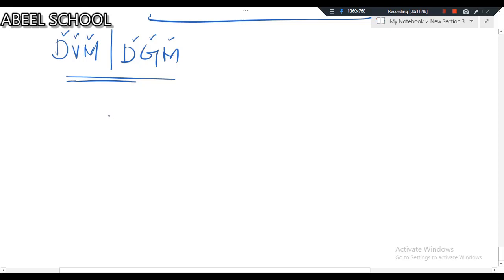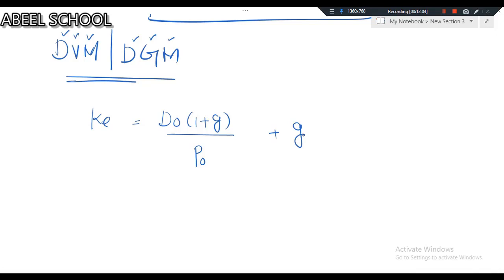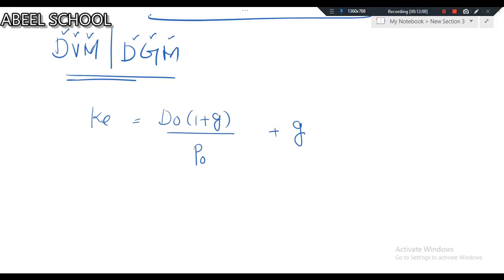Let me write the formula. KE is equal to D naught (1 plus G) divided by P naught plus G. That's the formula of dividend valuation model or dividend growth model. KE is equal to D naught (1 plus G) divided by P naught plus G.